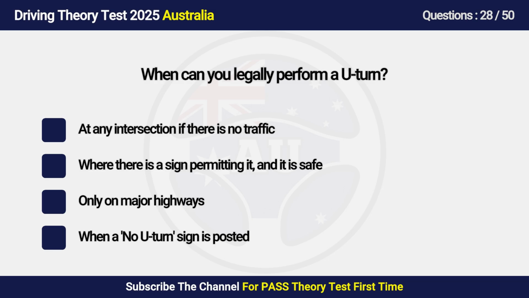A. At any intersection if there is no traffic. B. Where there is a sign permitting it and it is safe. C. Only on major highways. D. When a no U-turn sign is posted.